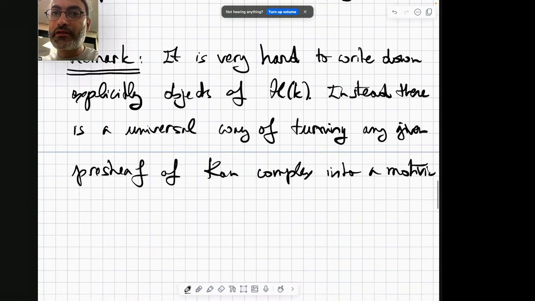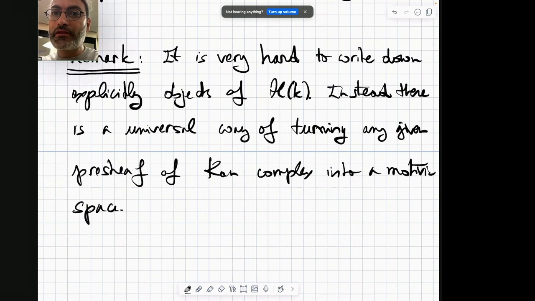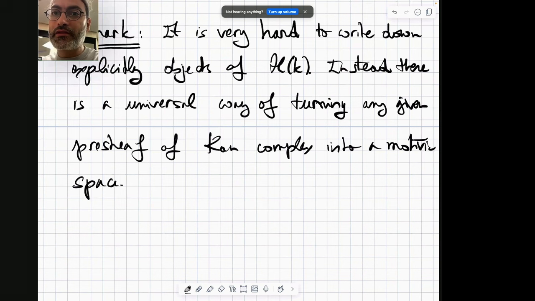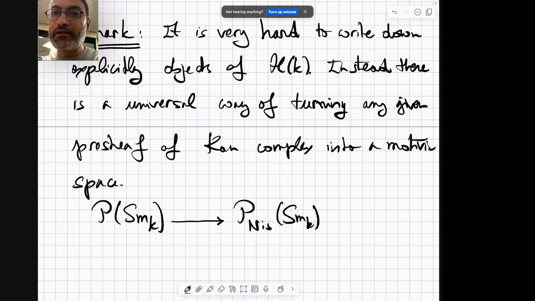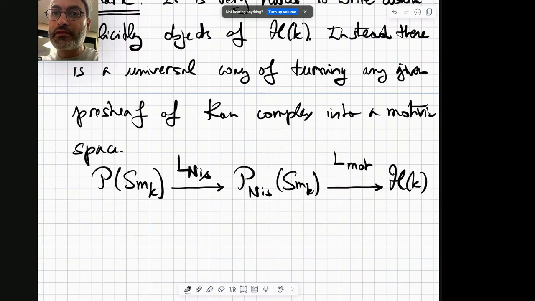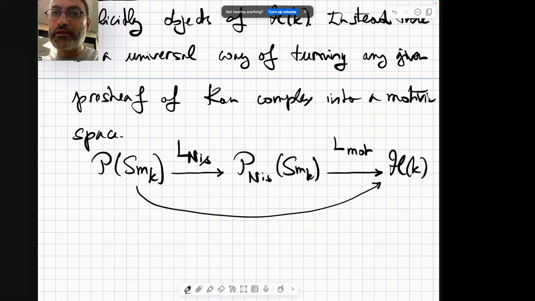So what does it mean in practice? It means that there are left adjoint functors as follows. We can go from this big category of presheaves to a slightly smaller one, the category of sheaves, by what's called the Nisnevich sheafification functor, denoted by L Nisnevich. And then we can go from here to motivic spaces by another functor, called L mot. These are left adjoint, so these are localization functors, if you know what this means. So we can go from here to there by applying these two functors.